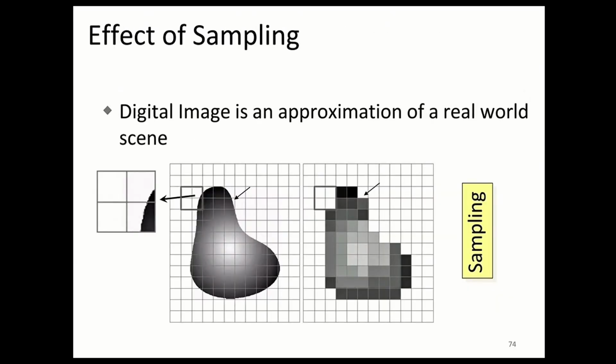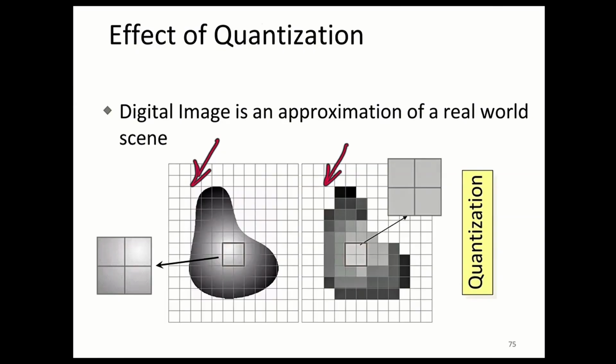So anyhow, this is again the same thing. If you have a smaller number of samples, the shape of that image will be affected. Similarly, if you have a smaller number of quantization levels, you lose details and light information.